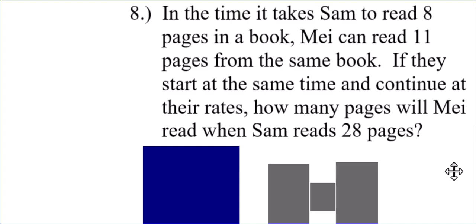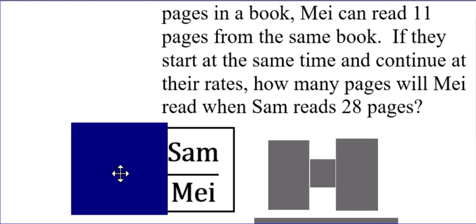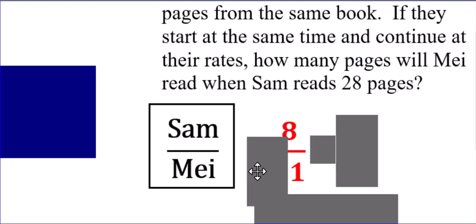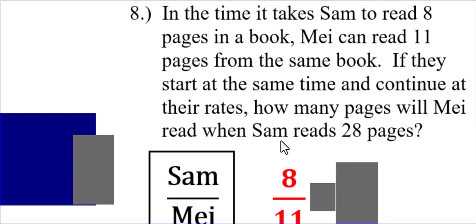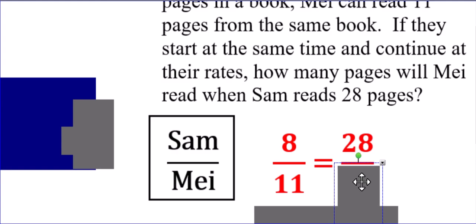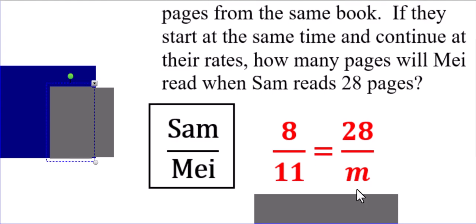All right, here we go. So we are talking about pages that are being read in books, and we got two different people. We got Sam and we got May. So, how are we going to set this up? Well, it's your choice. I'm going to do Sam's pages in the numerator, May's pages in the denominator. That would make it 8 over 11 from the very first sentence. Sam read 8, May reads 11. But now they're saying Sam reads 28. Sam's number is in my numerator, so May's unknown number is going to be in my denominator.